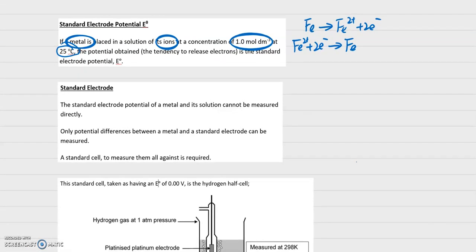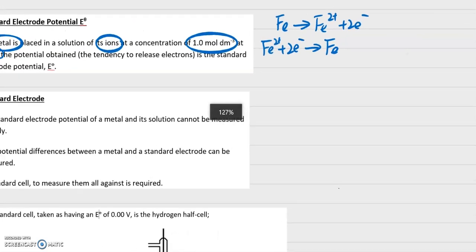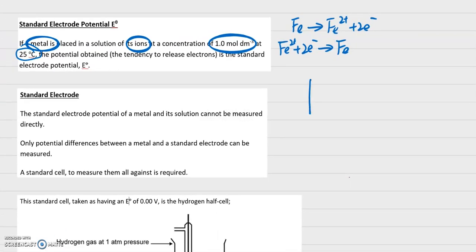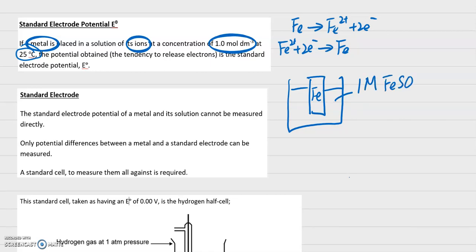If we want to measure this one, then we have to prepare an electrode of iron metal, and immerse it into a beaker of 1 molar iron(II) solution, maybe sulfate solution. The anion itself does not matter. The temperature is 298 K and 1 atm, and that's it. So this is the standard electrode of iron metal.